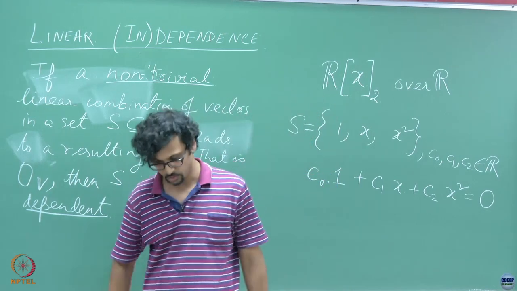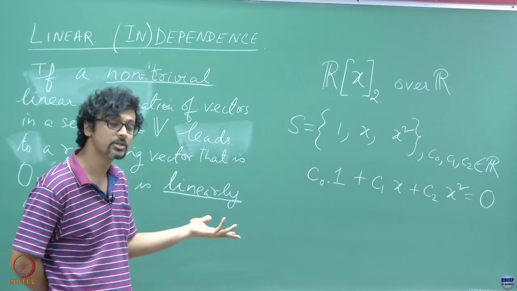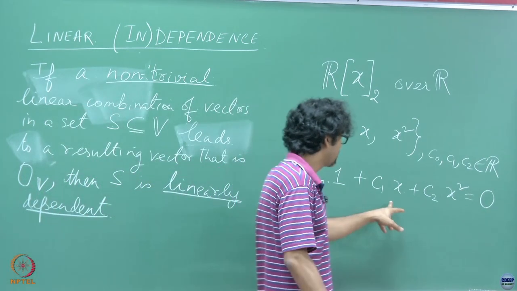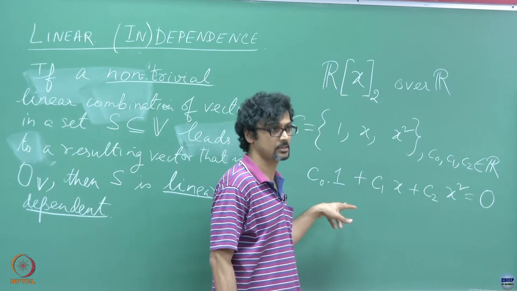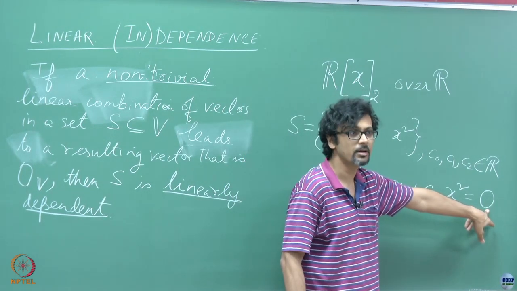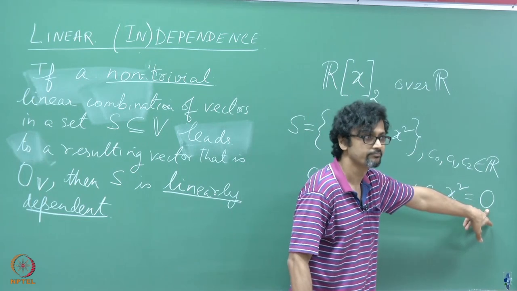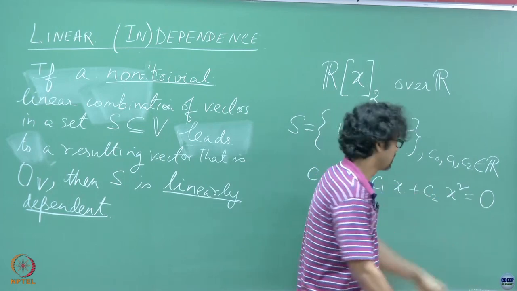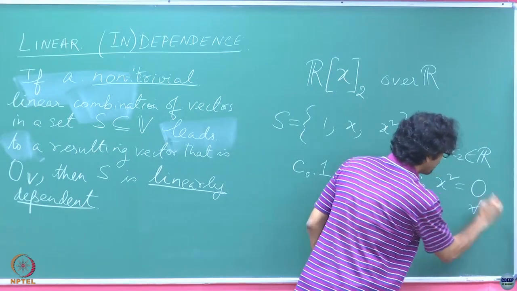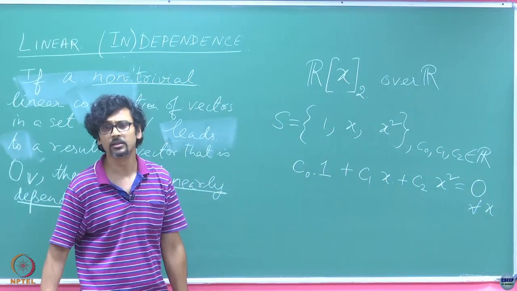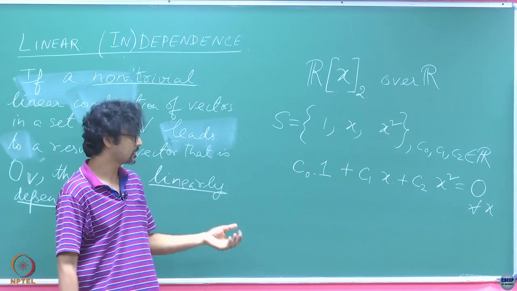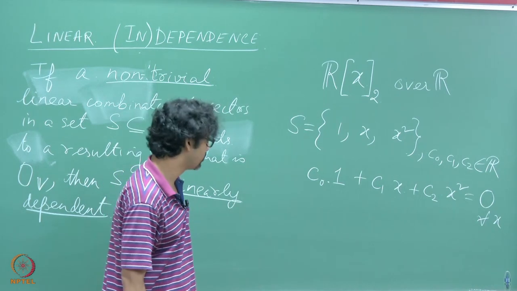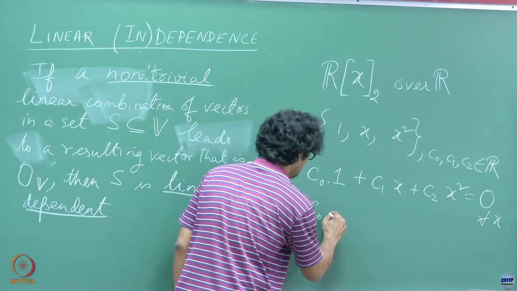So of course, because you know that over the real numbers these polynomials are differentiable, you can just go ahead and use the fact that this has to be true for all x, because it's zero in the sense of the polynomial, remember? So it's true for all x. That is the idea of linear independence in this case. So this must be true for all x. So in general, if it is true for all x, specifically it must be true for x equal to 0.